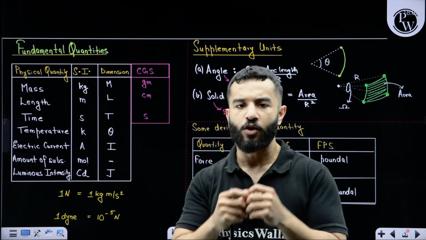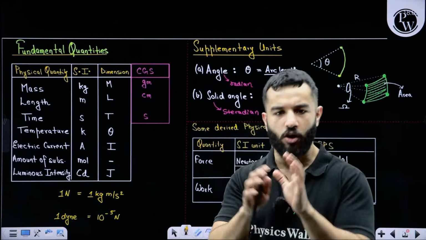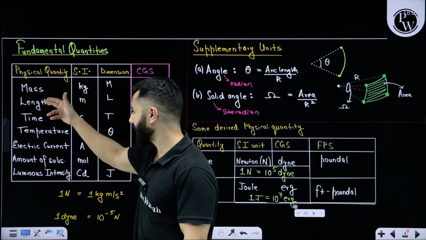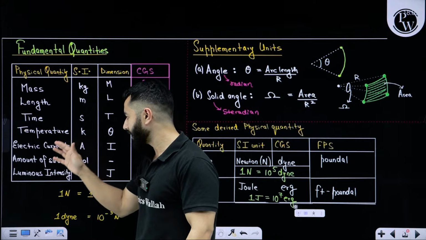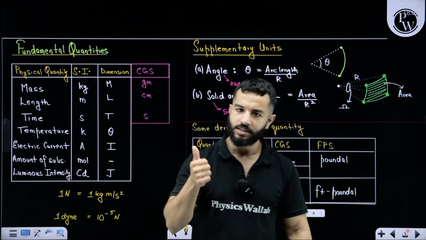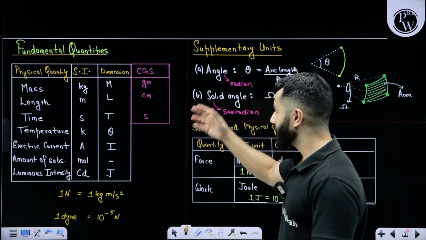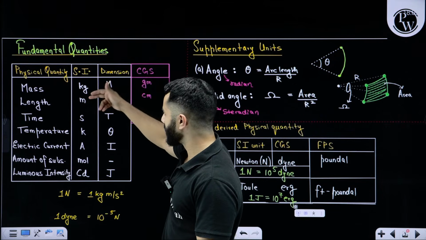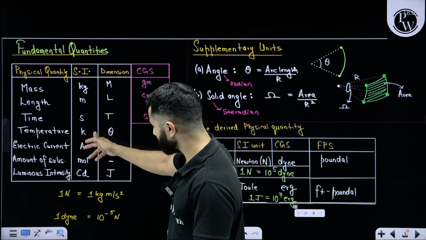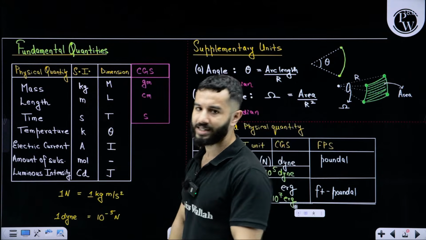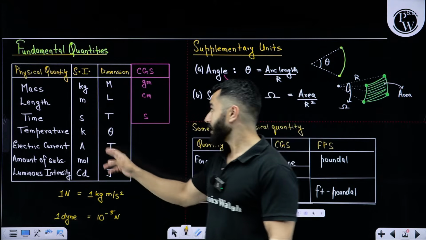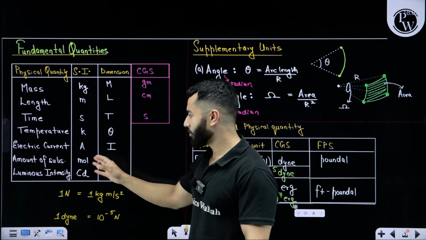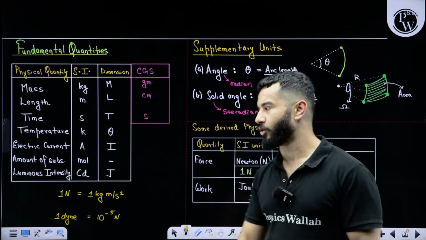The reason for this is not based on any concept. We have randomly selected these: mass, length, time, temperature, electric current, amount of substance and luminous intensity. Their SI units are kilogram, meter, second, Kelvin, ampere, mole and candela. These will be denoted by M, L, T, theta, I and J. Amount of substance will be denoted by mole only.